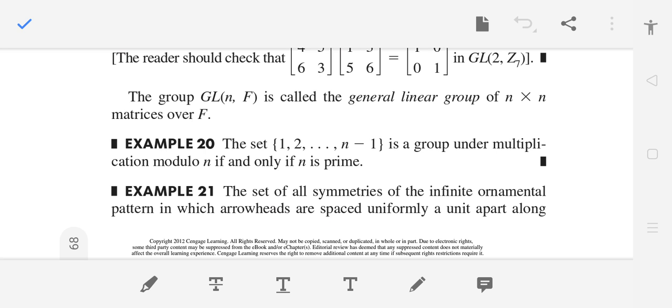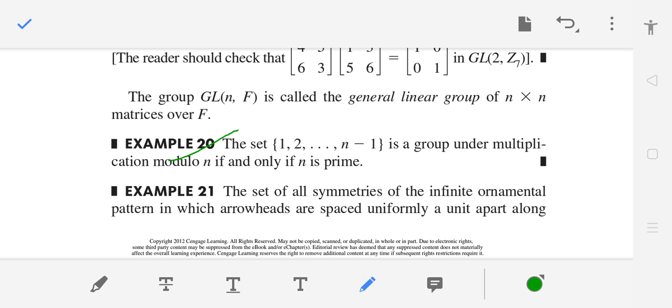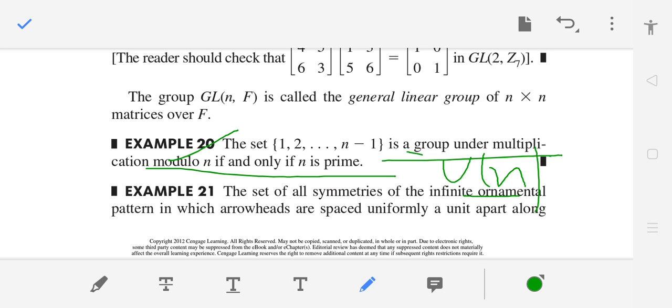Example 20. The set {1, ..., n minus 1} is a group under multiplication modulo n if and only if n is prime. So this is a particular case of U_n where n is prime, right? It is a group under multiplication, and if n is prime, then you can prove that this is a group.